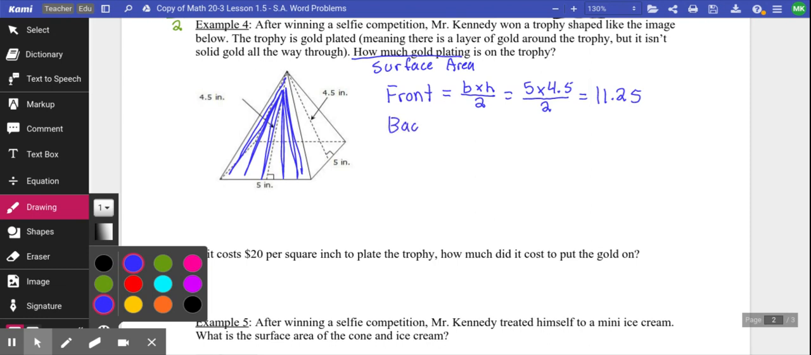So that means my back is also 11.25. The left side is 11.25. The right side is 11.25.